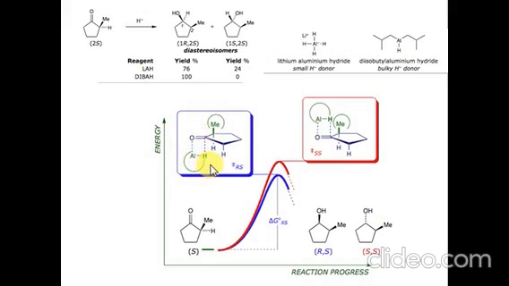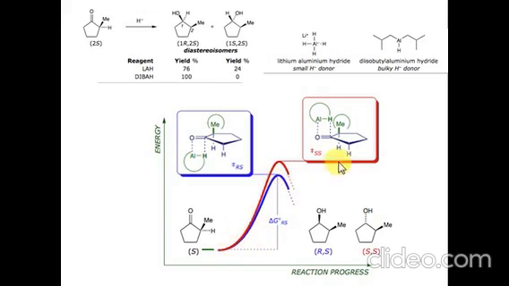Let's consider that this aluminium is approaching from below the plane, away from this methyl. The methyl is above, you can see here. In that specific case, the repulsion between aluminium hydride and methyl is minimum. Since there is minimum repulsion, this transition state will have lower energy. The activation energy for this transition state will be lower because the transition state is stable.